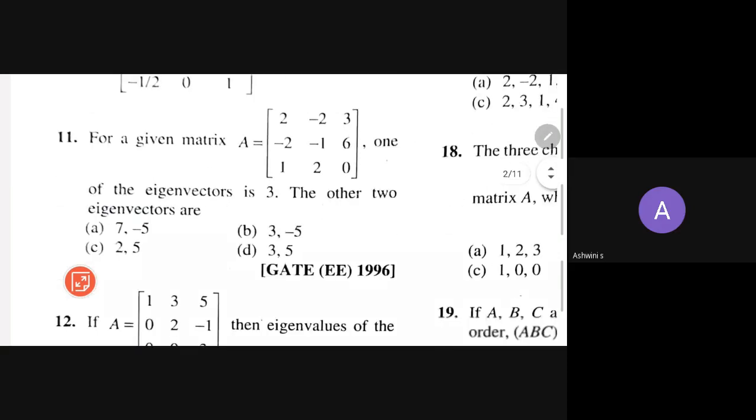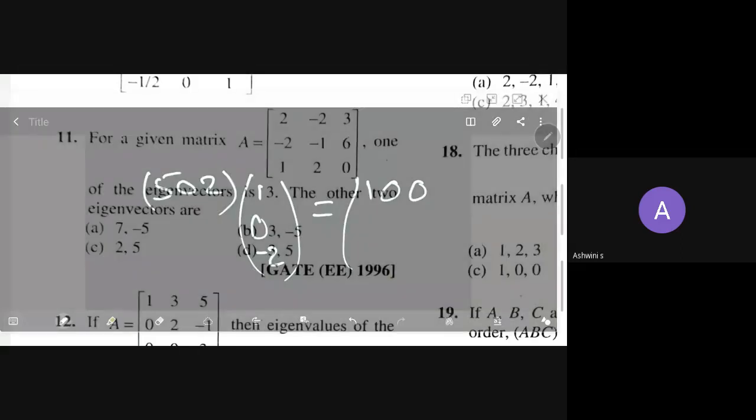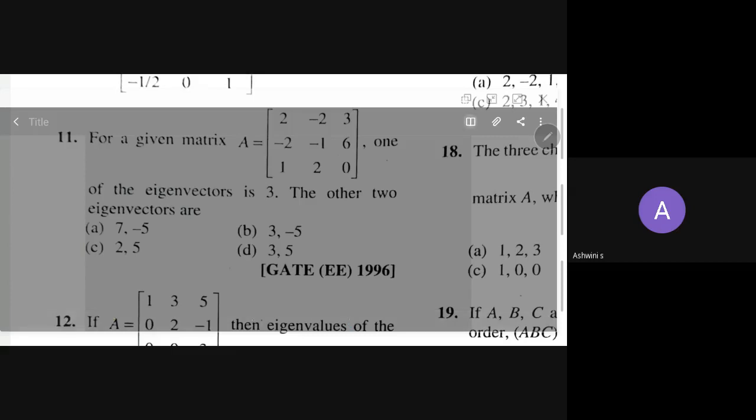Okay, 11th question. For a given matrix A, one of the eigenvalues is 3, the other two eigenvalues are... Can anyone tell how to do this? Can someone respond?